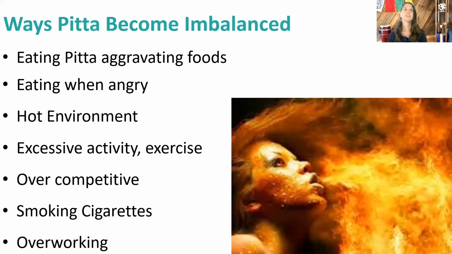So how does a pitta become imbalanced? Again, diet, so incredibly important for all three doshas. By eating pitta aggravating foods, so the spicy foods, those hot foods, the sour foods. Pitta will increase when a pitta eats when they're angry. So anger is already a sign of increased pitta, but then you add food to it and it's going to further increase the pitta, the fire in the system.